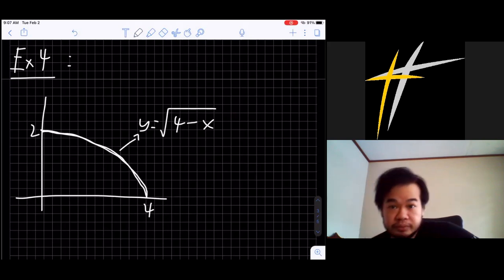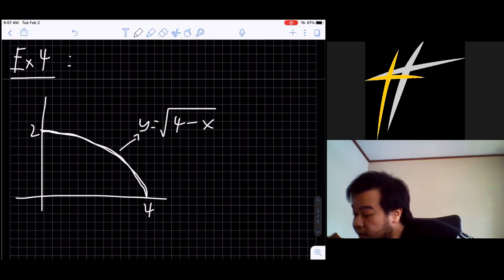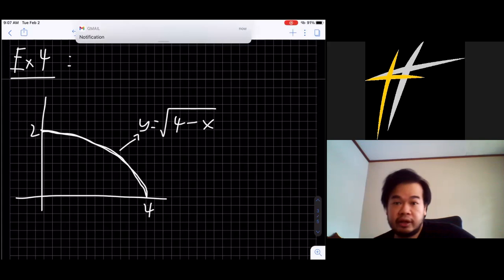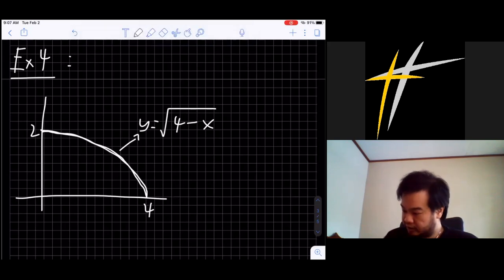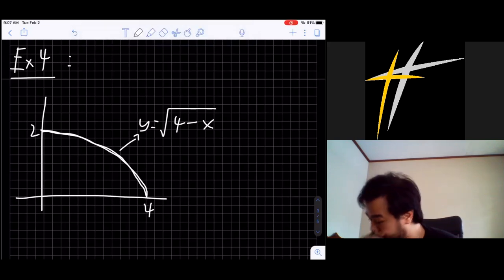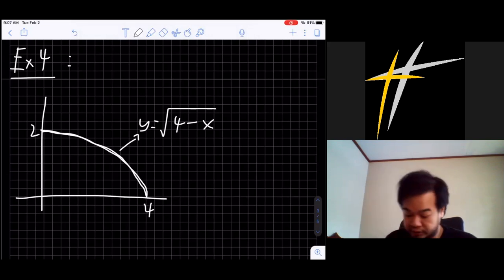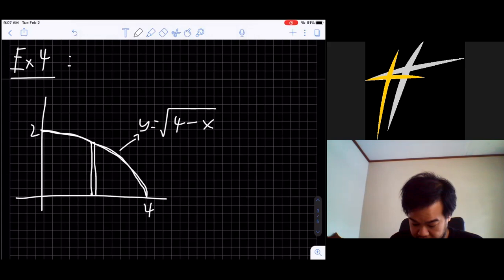And the rule is that all the cross sections perpendicular to the x-axis are squares. It's a square shape. So perpendicular to the x-axis, you see the slab. First of all, I will create the rectangle. That's your thin rectangle.